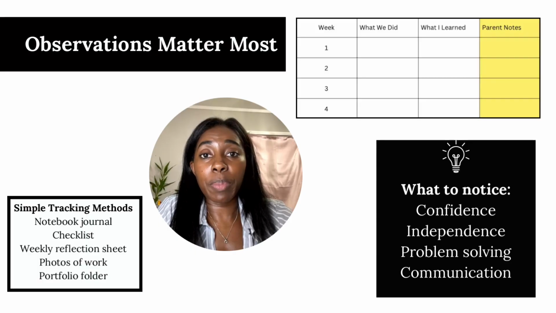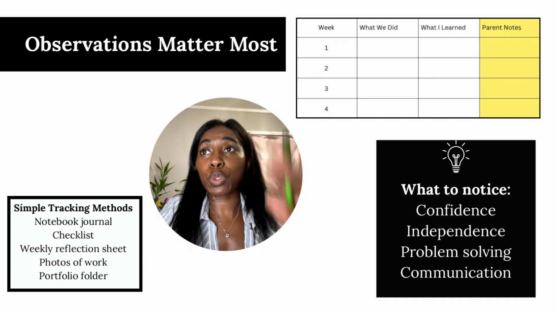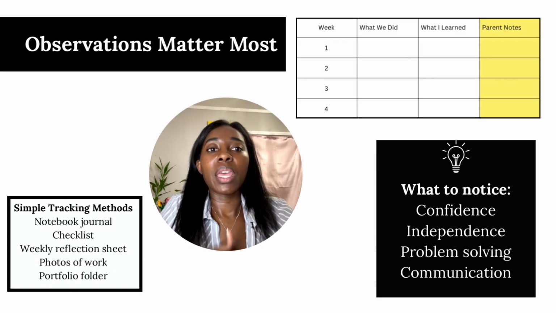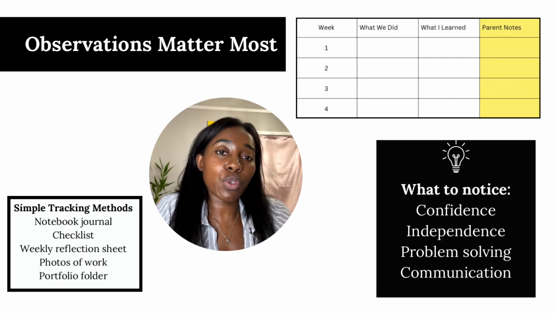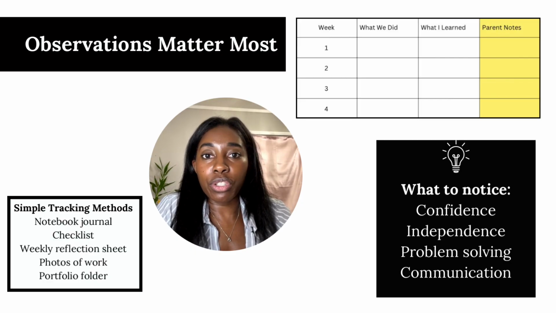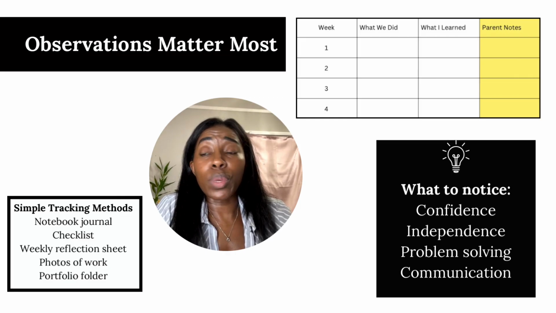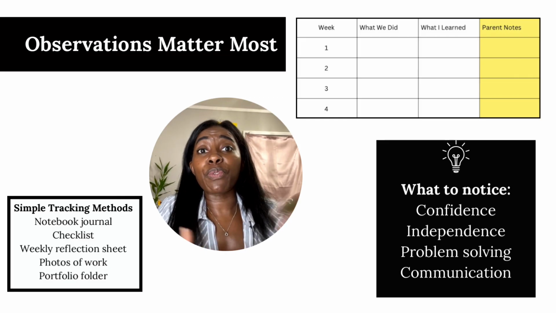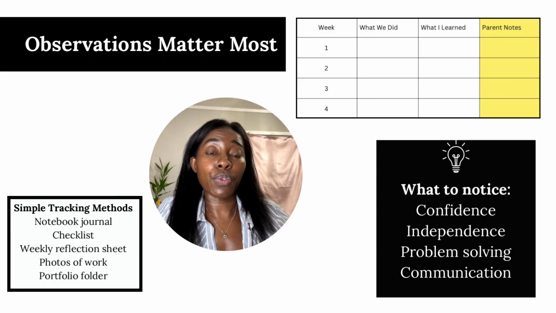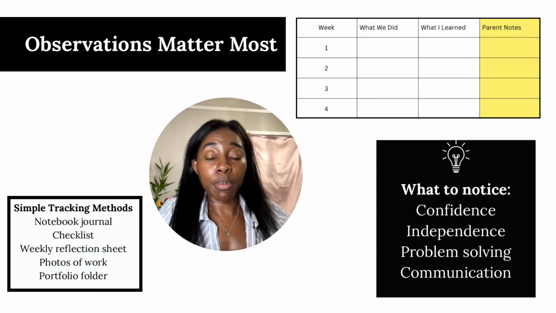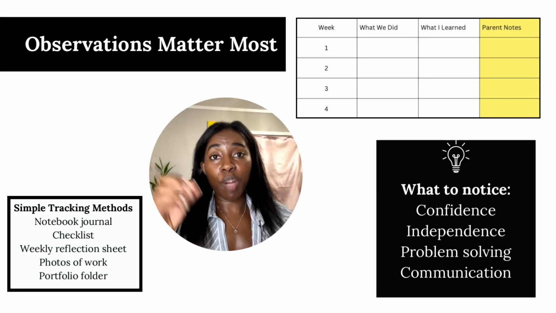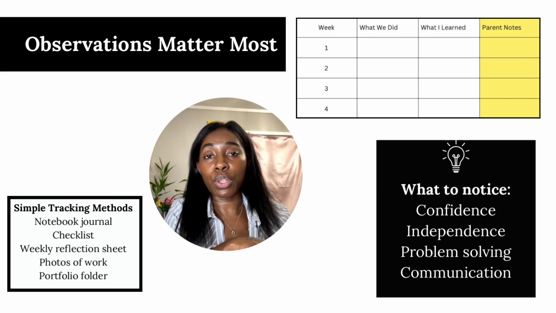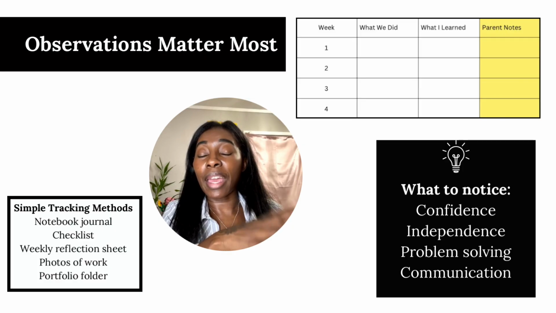This is solely my opinion, but observations matter the most. You can do this by watching, but also tracking. Simple tracking methods: having a notebook journal, a checklist, a weekly reflection sheet, keeping photos of the work, and creating a portfolio folder. For my child, I kept a portfolio and I kept it digital. Whatever work she did, I snapped a picture, uploaded it, and kept it in a digital portfolio. Once she got older, I actually made her a website for her own portfolio.